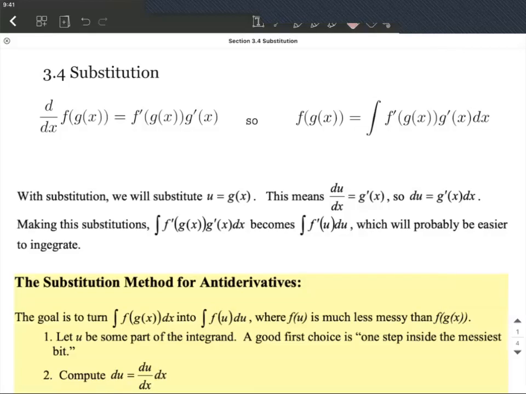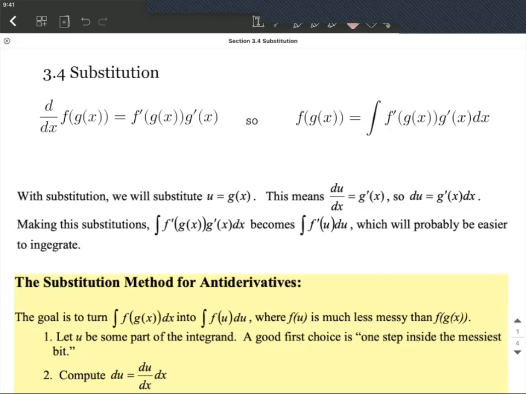Okay, in 3.4, we're going to be thinking about the substitution method for integration. But let's think back first about taking the derivative of a composition of functions, because this is where it all comes from. So if we were to take the derivative, that's what this notation means, d dx of f composed with g of x. Remember, what you want to do is take the derivative of the outer function, leave the inner function the same, and then multiply by the derivative of the inner function.